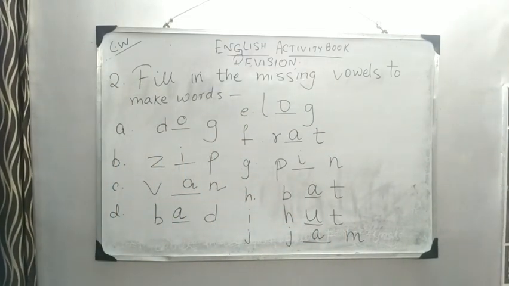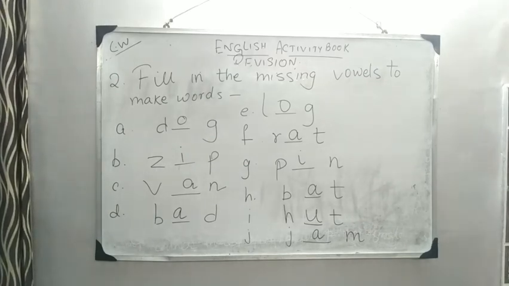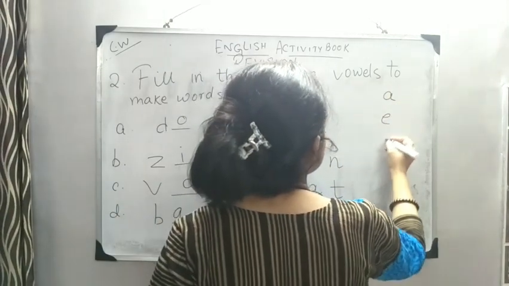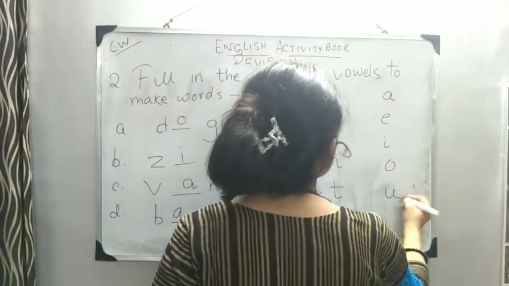So I hope UKG you all remember how many vowels there are. There are 5 vowels. What are they? What are those vowels? A, E, I, O, U. And we have used these over here.